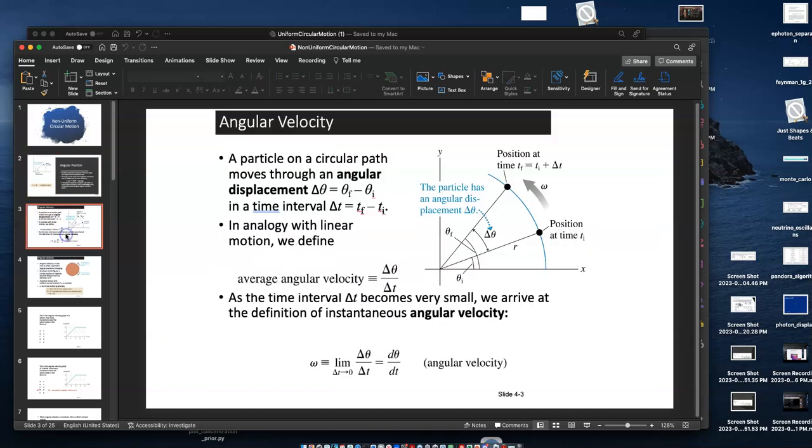So then we can reintroduce all the concepts that we had in linear motion with angular motion. Our angular position is just the angle with respect to the center. Then our angular velocity would be the change in that angular position over change in time. So we go from an initial theta, so this line here, to a final theta up here, and we get the angular velocity.